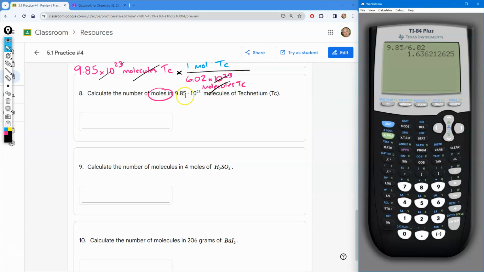And it looks like we have 3 significant figures here. So we're going to round our final answer to 3 significant figures. But keep in mind, we want to round up, so this would be 1.64 if we are doing 3 significant figures.